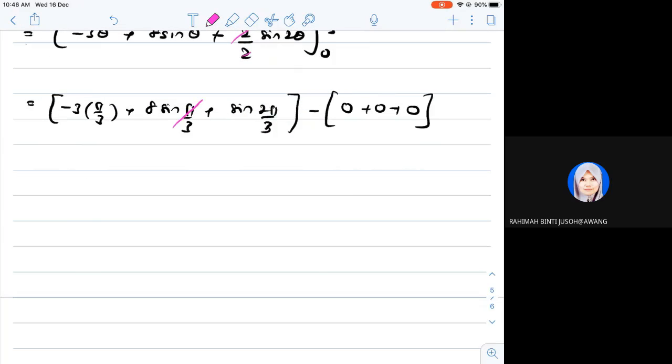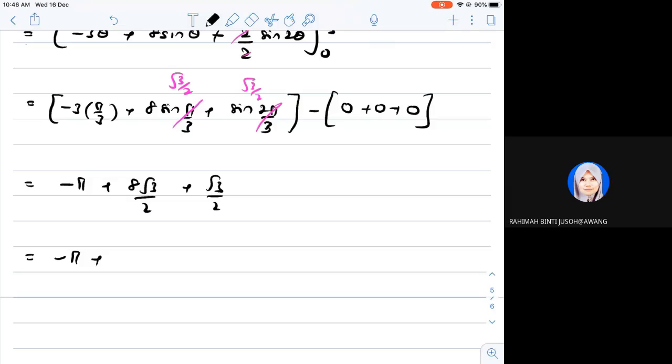Okay, so sine pi over 3 is actually square root 3 over 2. Sine 2 pi over 3 should also be square root 3 over 2, isn't it? If you use a calculator. So negative 3 pi becomes negative pi. Plus 8 square root 3 over 2 and then plus square root 3 over 2. So we have negative pi plus 4 plus 1, so 5. Oh, sorry, plus 5 instead.